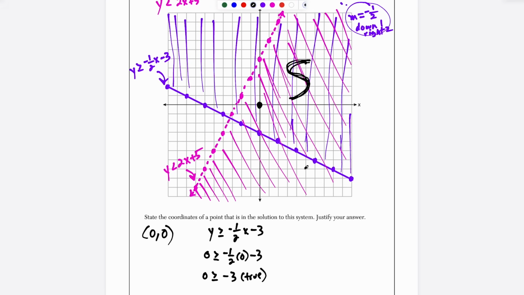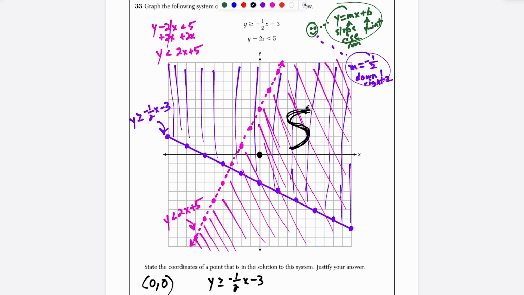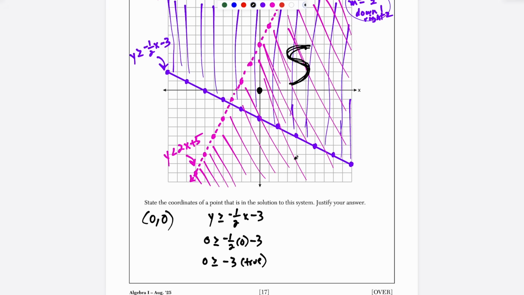When I plug into the other inequality, and I'll write it in original form, y minus 2x is less than 5. So y minus 2x less than 5. When I plug in x is 0, y is 0, I get 0 minus 2 times 0 less than 5, and that gives us 0 less than 5, which is also true. So that's how we know (0, 0) is a solution to the system.